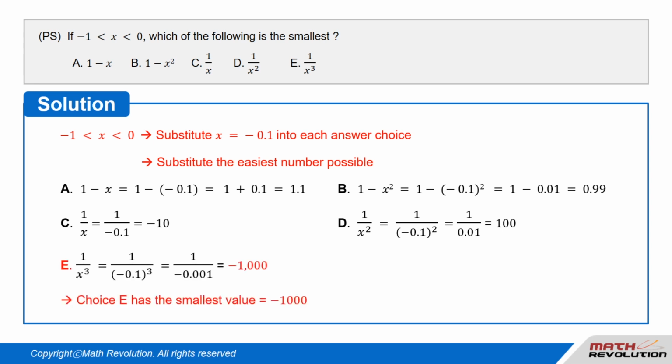E. 1 over x cubed equals 1 over negative 0.1 cubed equals 1 over negative 0.001 equals negative 1000. Choice E has the smallest value at negative 1000, so E is the correct answer. Answer E.